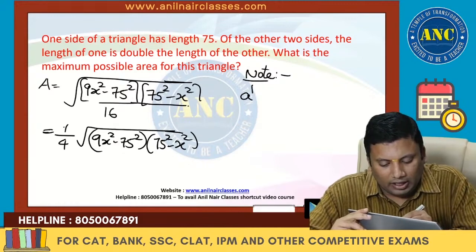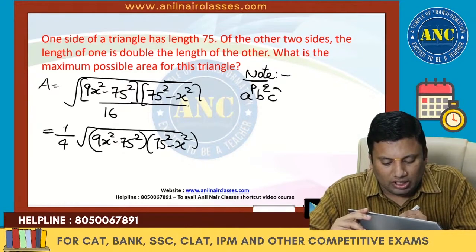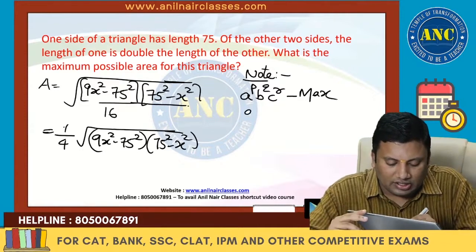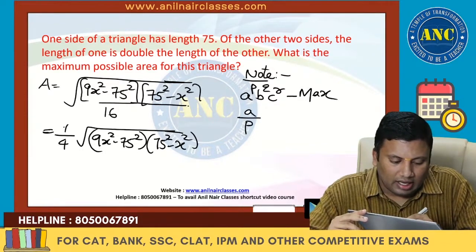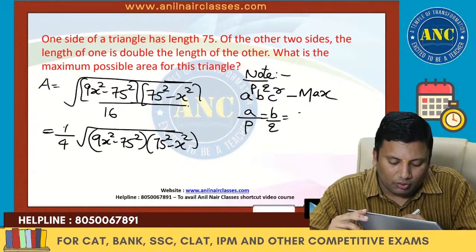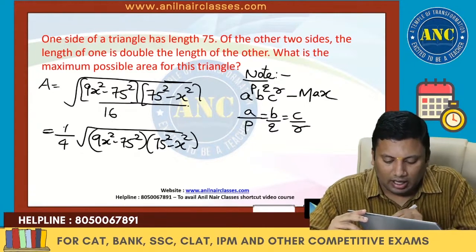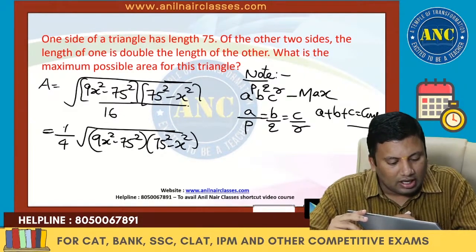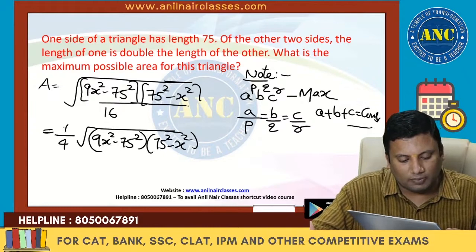A power p, b power q, c power r, it is maximum only when a by p is equivalent to b by q equivalent to c by r, and a plus b plus c should be constant.